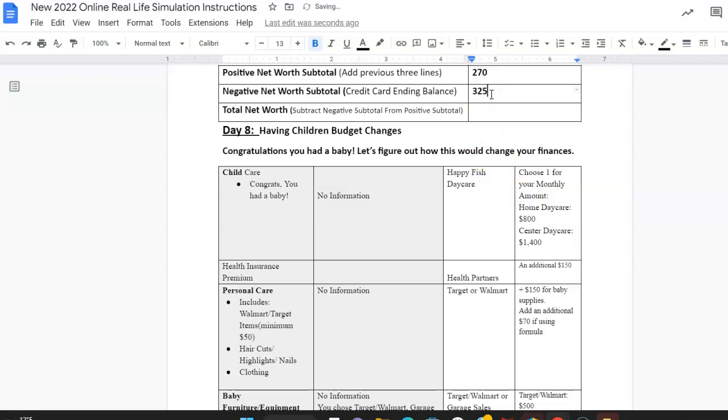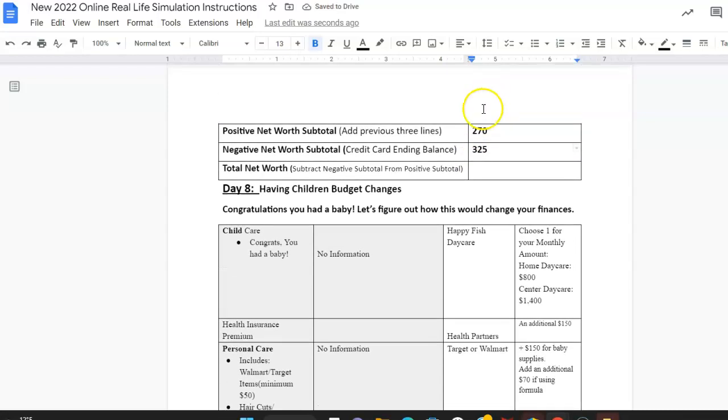So I could say it's my 325, and then my total net worth is I'm going to take and subtract. So I can see my negative number is higher than my positive number. So for that situation, then I know I'm going to end up with a negative number, right? So I have 325 minus 270 equals 55. So I have a negative $55 net worth, okay?